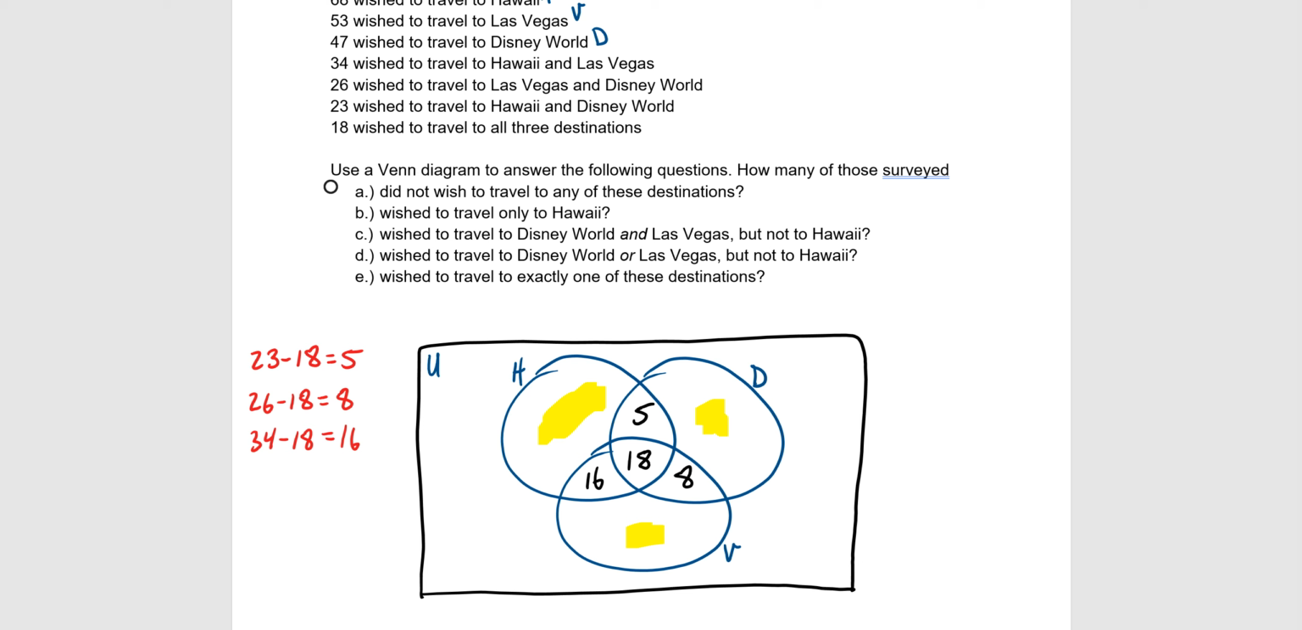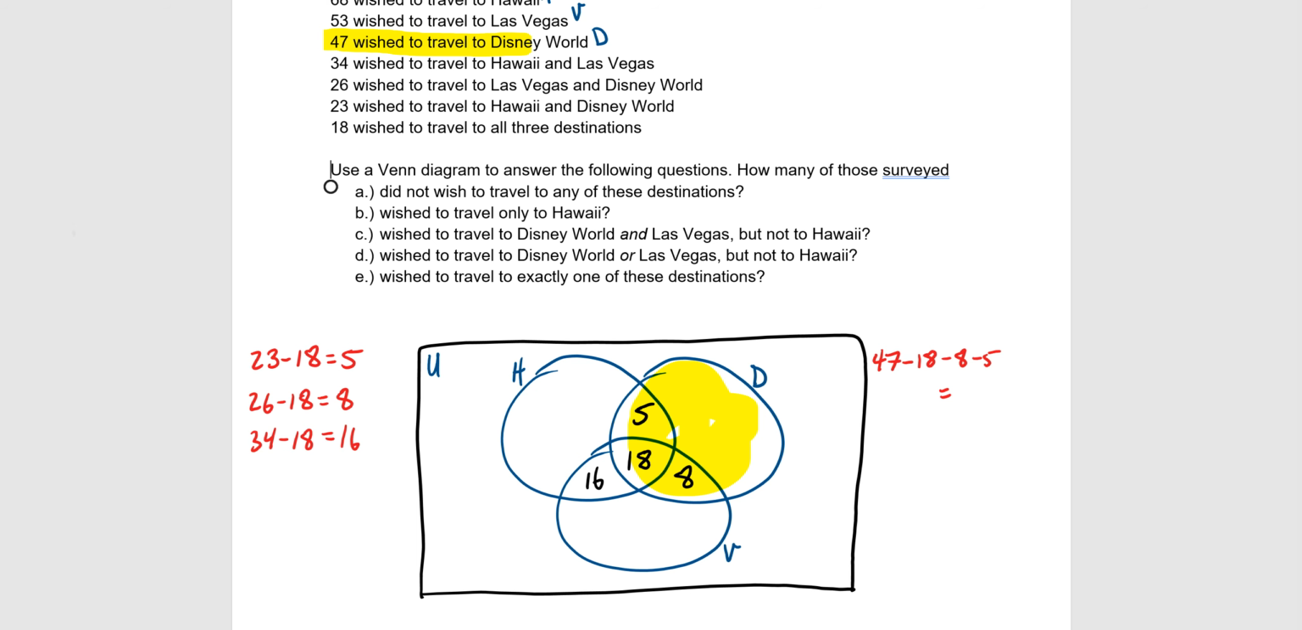So now we need to go to the next portion, which is going to be Hawaii only, Disney only, and Vegas only. So let's see what's the first one going up this list. 47 wish to travel to Disney World. So that means this circle for Disney needs to add up to 47. We already have 5, 18, and 8 in there. So let's go ahead and subtract just like we've been doing. 47 minus 18 minus 8 minus 5.